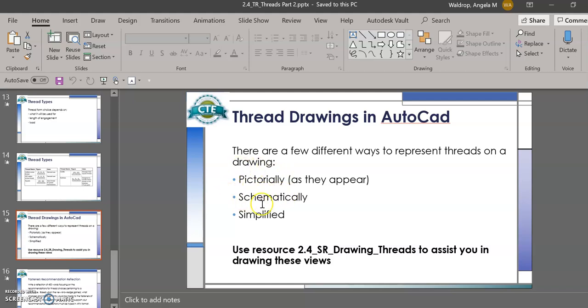The next way is schematically. Okay, this is the most common way of representing threads on a drawing. The last way is simplified. Yes, this is the easiest because it's really a series of 4 lines, but it's not recommended because it's hard to tell that it's a thread. You could easily confuse this type of thread with a hollow shaft. Now, instructions on how to actually draw these is in another document that I'll be uploading as well.